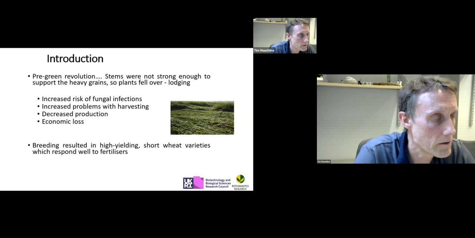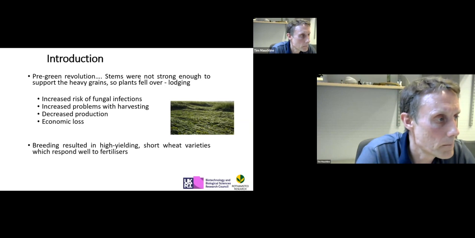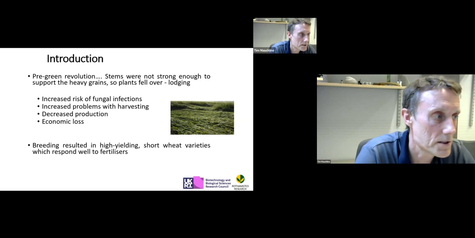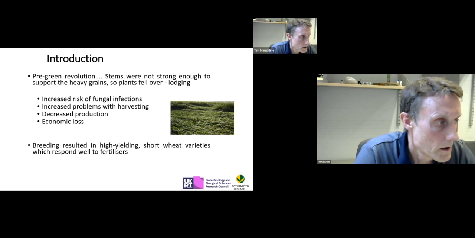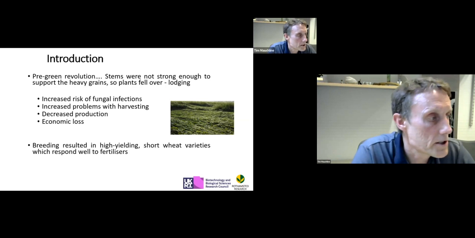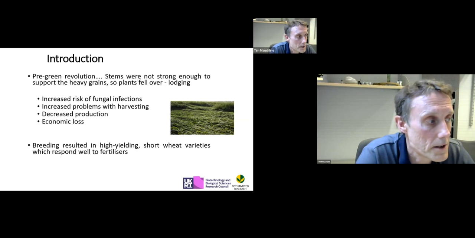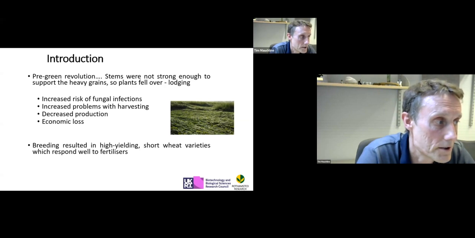before the Green Revolution, wheat plants were very tall. And because of this, the stems were often not strong enough to support the heavy grains. And so in a process called lodging, the plants would fall over. Because of that, there would be an increased risk of fungal infections and increased problems with harvesting. Essentially, there was decreased production and associated economic losses.